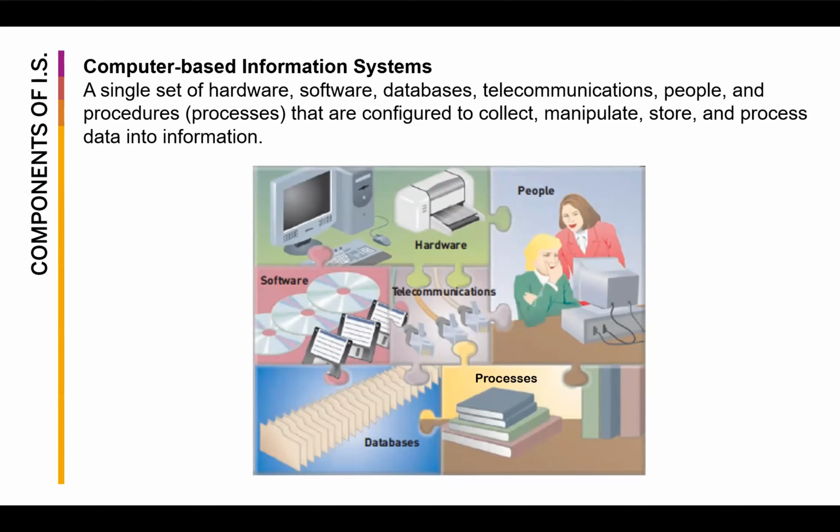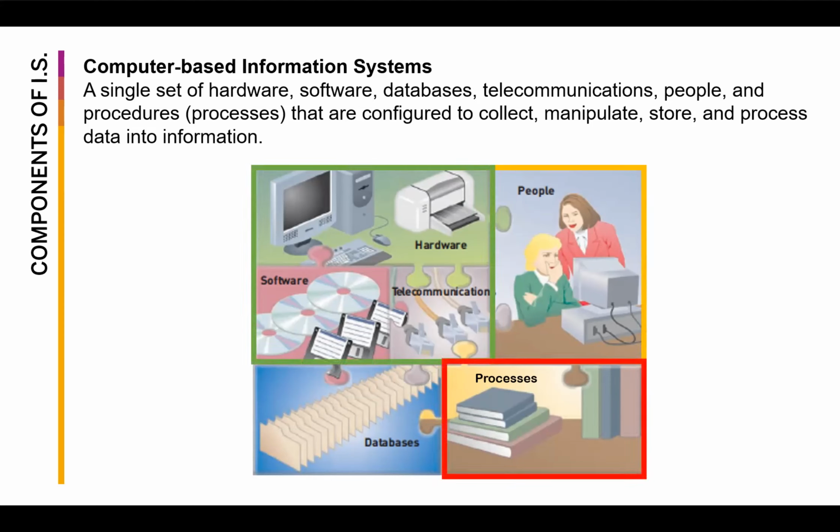Okay. So first, we have the people. We also have the technology. We have the processes, and we have the databases or the data itself. Those are the four main categories of components of information systems. So we have the people, we'll discuss the technology, we'll discuss the process, and we'll discuss the data itself.